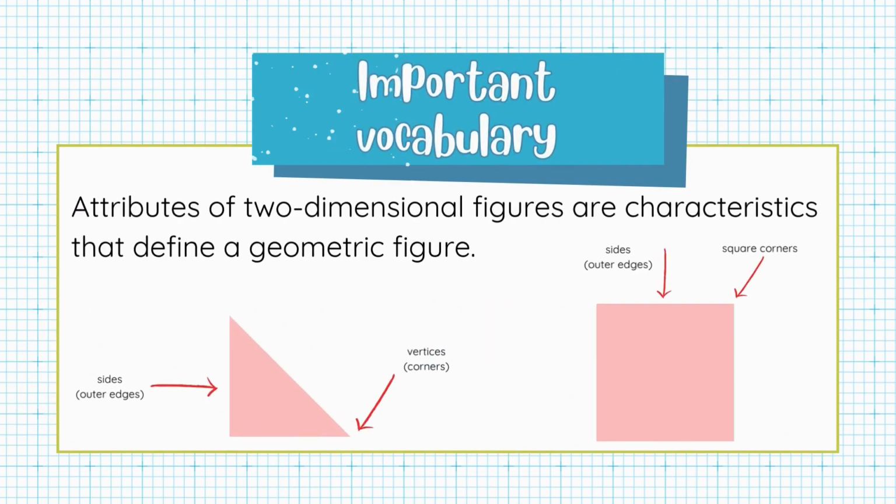In order for students to develop a conceptual understanding of geometric figures in first grade, students need to develop the academic vocabulary. Students need to understand that shapes have attributes that define them, including the number and length of sides and the number and type of vertices, such as square corners.